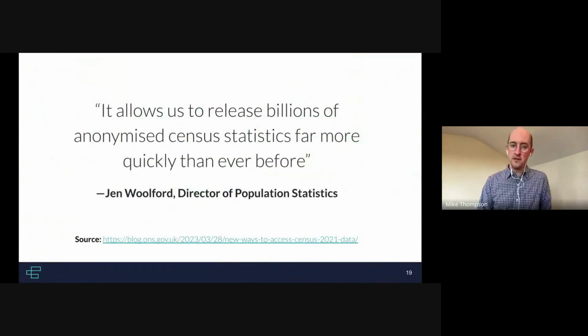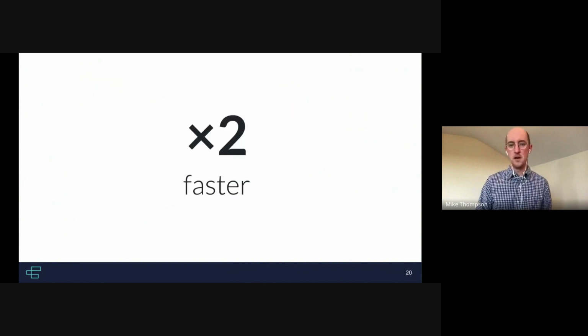So the first reason is speed. This is a quote from Jen Wolford, who's a director at the ONS. She said that this new product, Create a Custom Data Set, has allowed the ONS to release billions of statistics far more quickly than ever before. And just to give you a sense of how fast that is, in the 2011 census, it took the ONS 4 or 5 years to release all of their outputs. But this time around, it's taken about 2 years, or a little over 2 years, so about twice as fast as before.